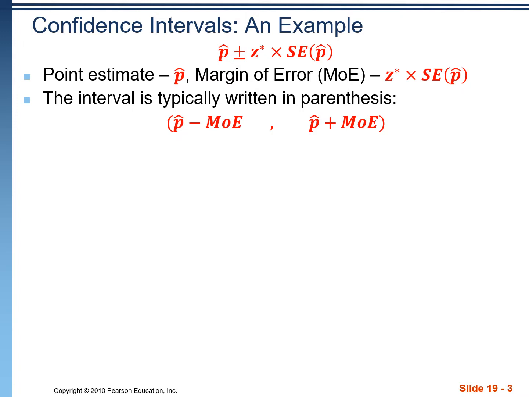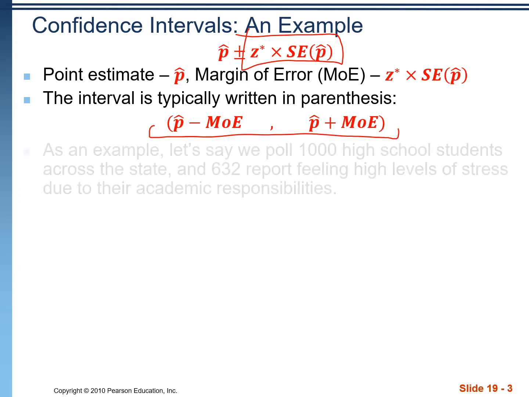With all that information, we can create the actual interval. We start with the point estimate, which is the p-hat from our sample. We add and subtract the margin of error, which is our critical value, multiplied by our standard error. Okay, it's in this form, written in parentheses.